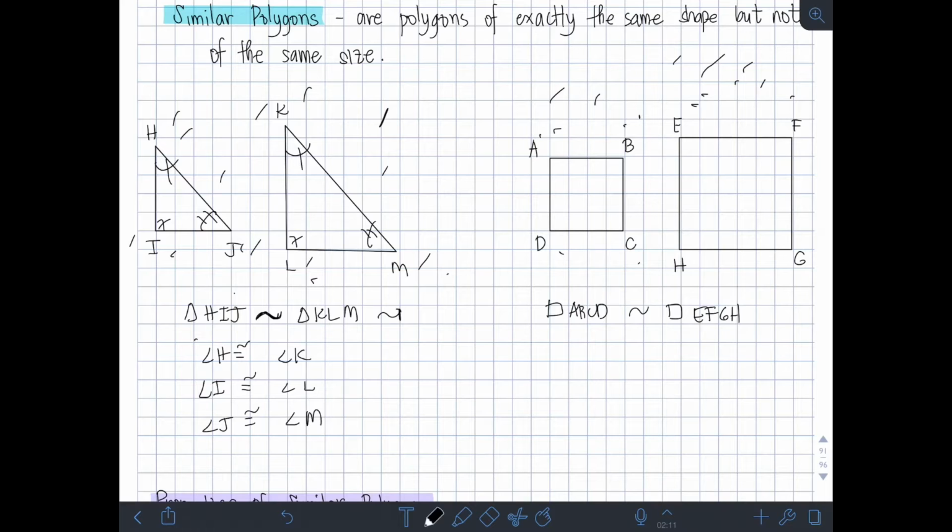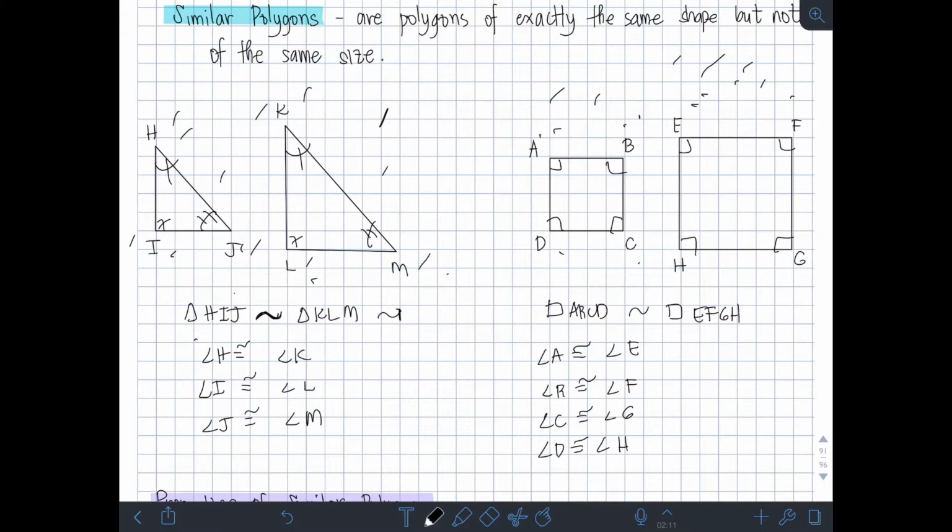Same din dito sa dalawang similar squares. So, angle A is congruent to angle E. So, pareho silang 90, right? Angle B is congruent to angle F. Pareho silang 90. Angle C is congruent to angle G. 90-degree angle, and angle D is congruent to angle H.